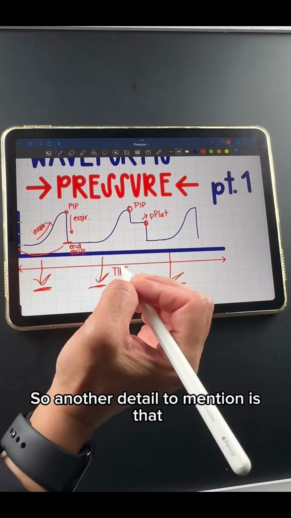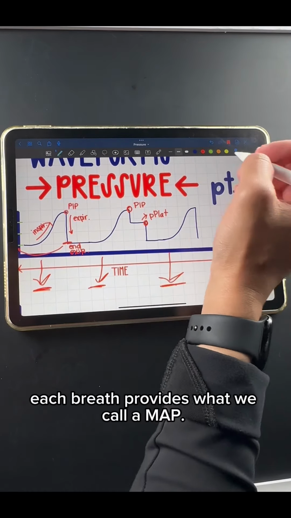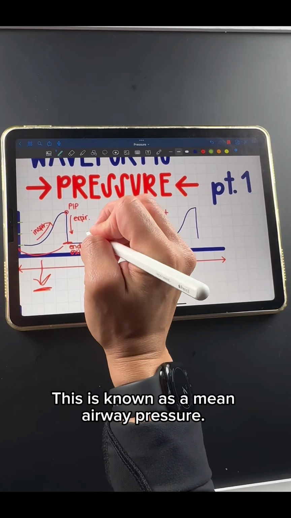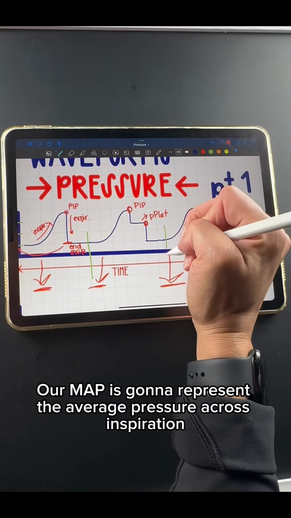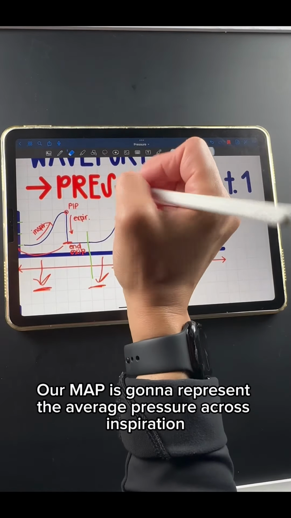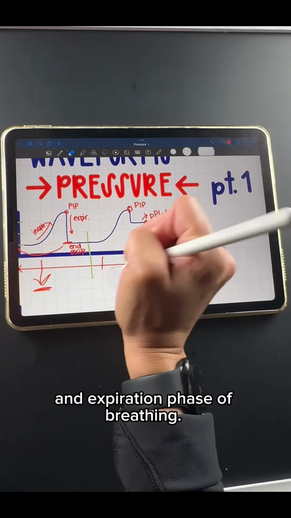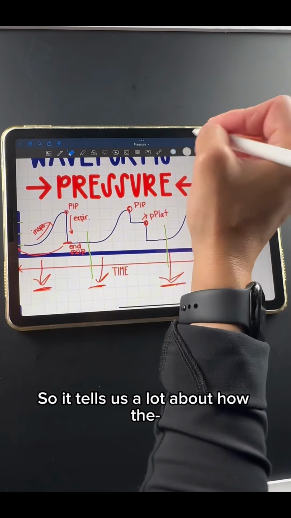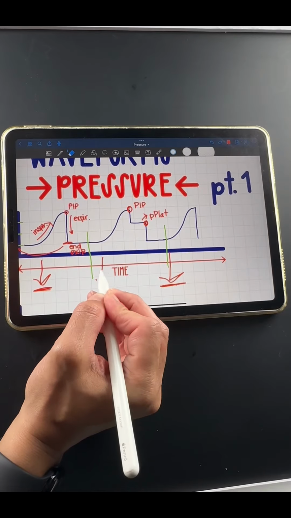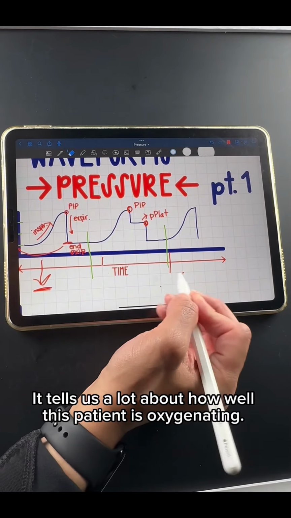Another detail to mention is that each breath provides what we call a MAP. This is known as a mean airway pressure. Our MAP is going to represent the average pressure across the inspiration and expiration phases of breathing. It tells us a lot about how well this patient is oxygenating.